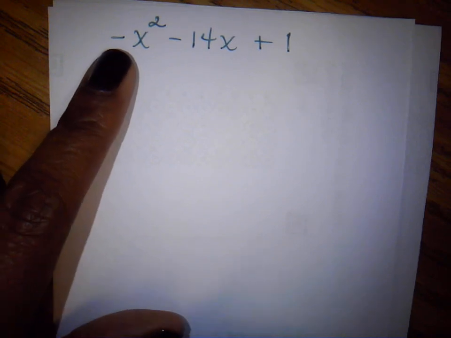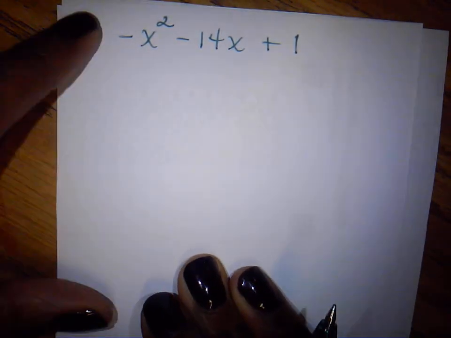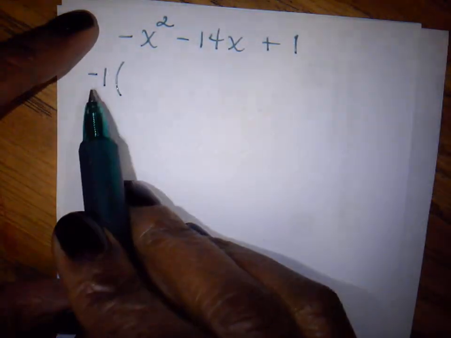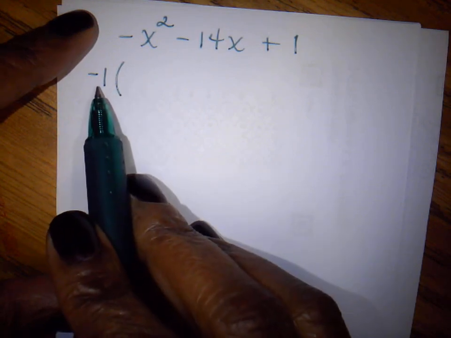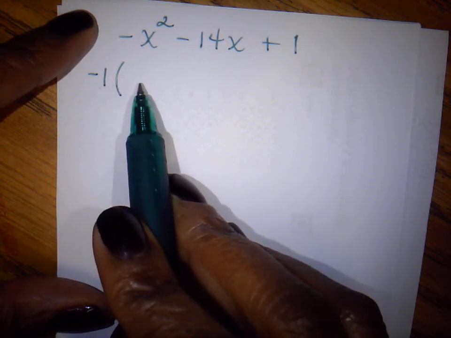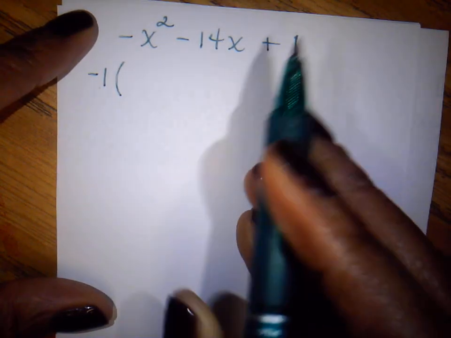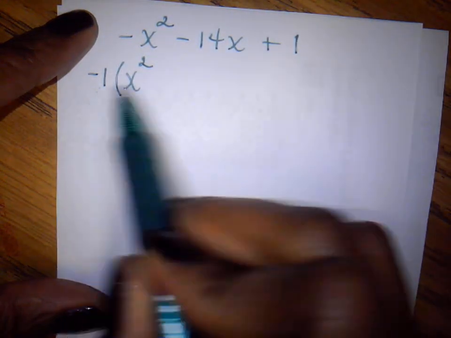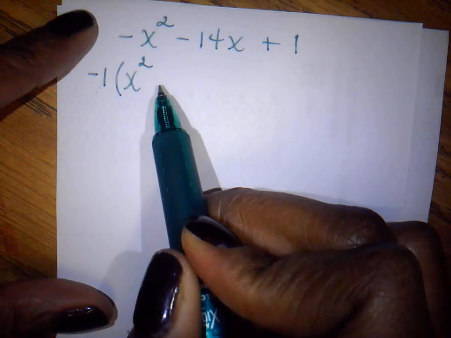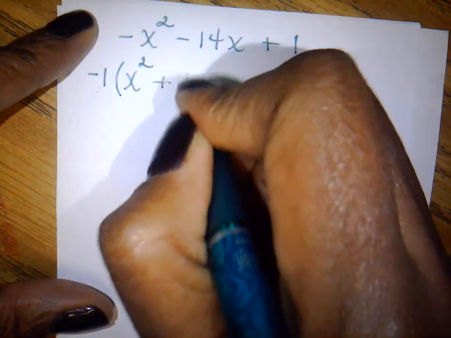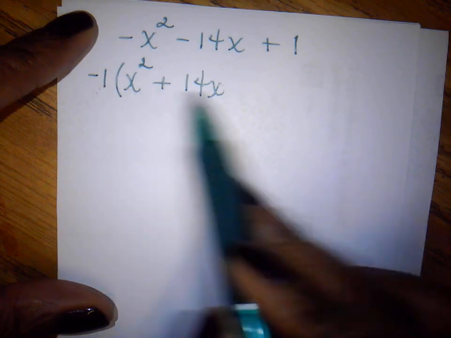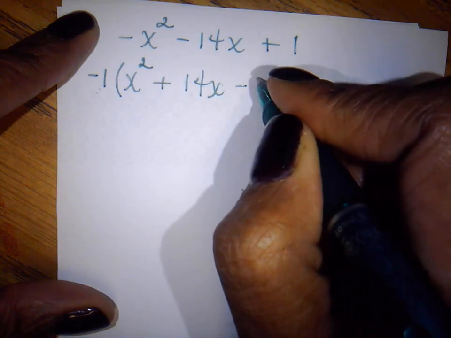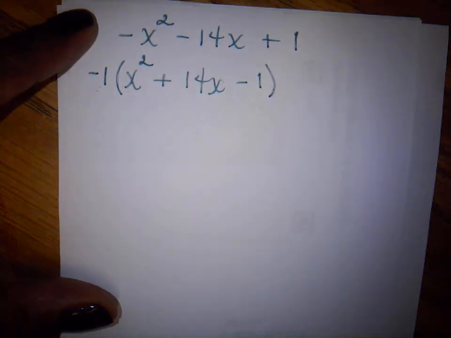So let's start by factoring out. What's my leading coefficient again? Negative 1. Let's factor it out. So once I factor out a negative 1, what's left behind? What can I multiply by negative 1 to get a negative x squared? Yeah, a positive x squared. What can I multiply by negative 1 to get a negative 14x? A positive 14x. And what can I multiply by negative 1 to get a positive 1? Very good, a negative 1. So far, so good?